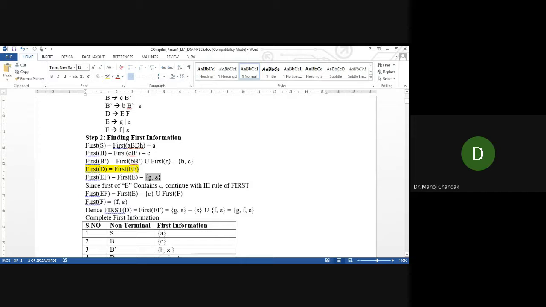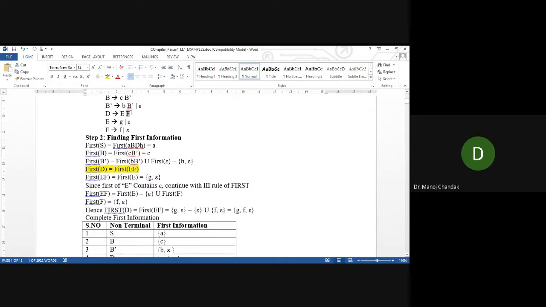Okay. And how do I resolve it by moving further? I will be taking first of E minus epsilon union first of F. Okay. So somebody may say, what will happen if F is not there? I will come to that point also. What will happen if F is not there?